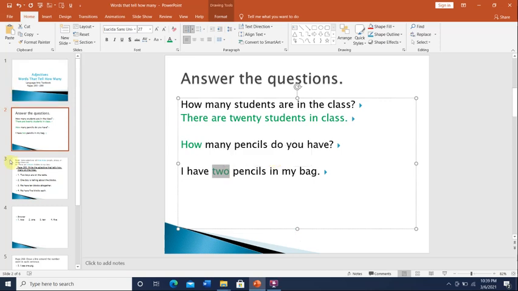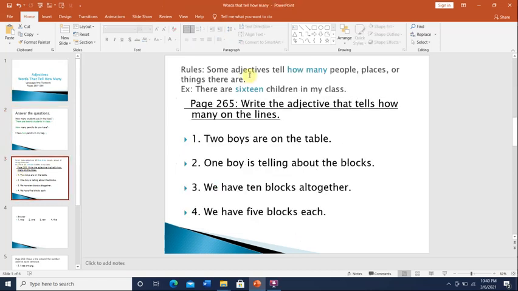Here we have an example. It says some adjectives tell how many people, places, or things there are. Example, there are 16 children in my class. I use the number 16 to describe the noun, which is children in my class. Now on page 265, we will read each sentence and look for the adjective that tells how many. The adjectives that tell how many are usually numbers.